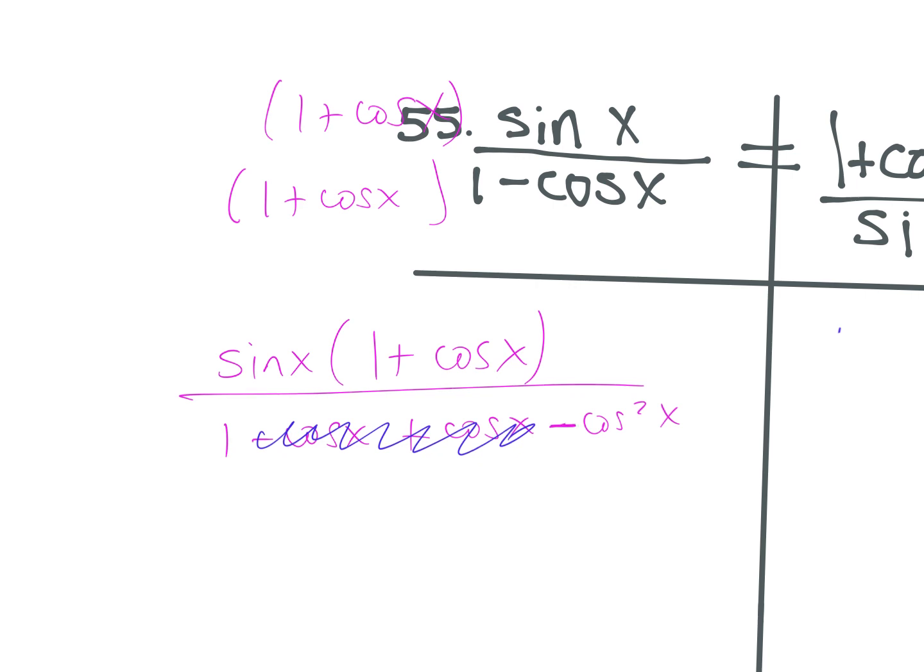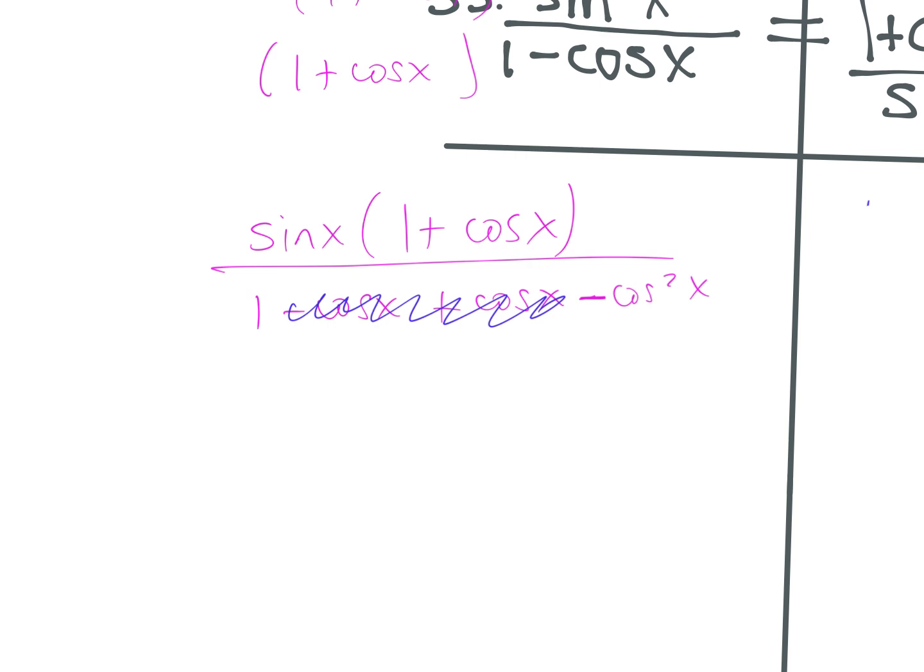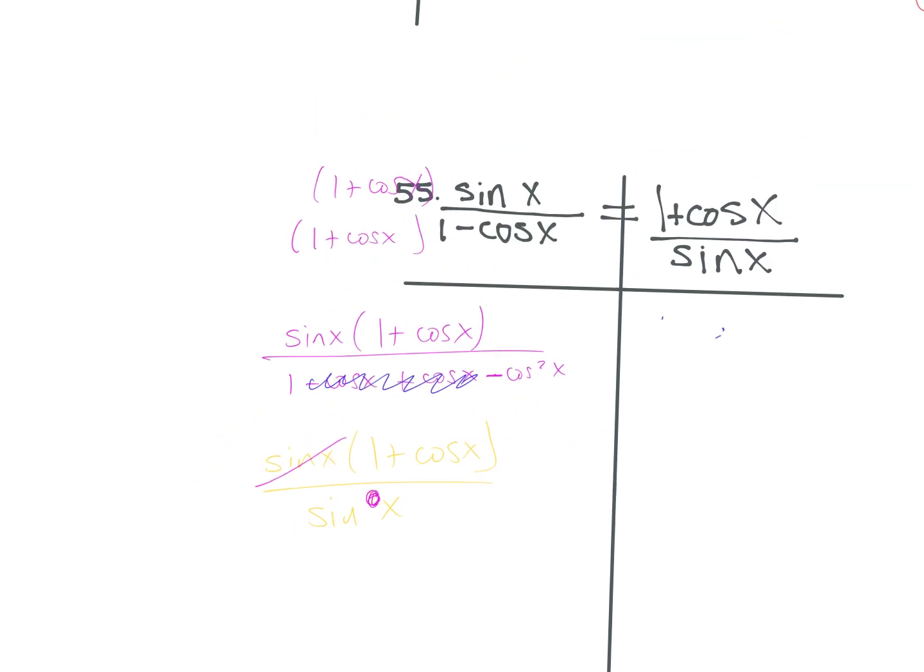1 minus cosine squared. Wait, what's that the same as? Sine squared. Good. So you have sine x up here, 1 plus cosine x over sine squared. Use that first Pythagorean identity. 1 minus cosine squared is the same as sine squared. So now what do they have in common? Cross off the sine here. Cross off 1 here. And what did you guys notice? It's the same.